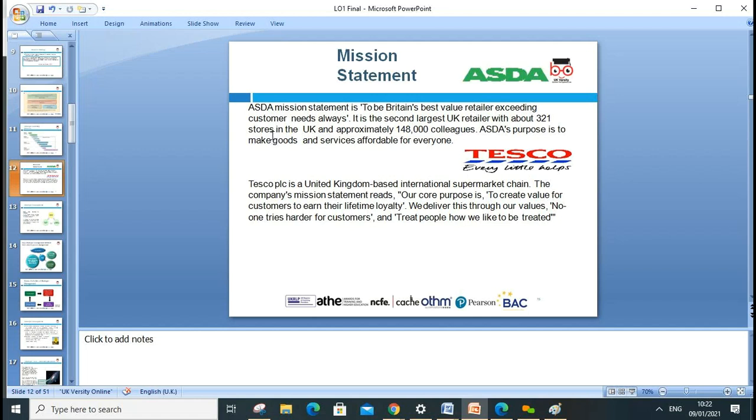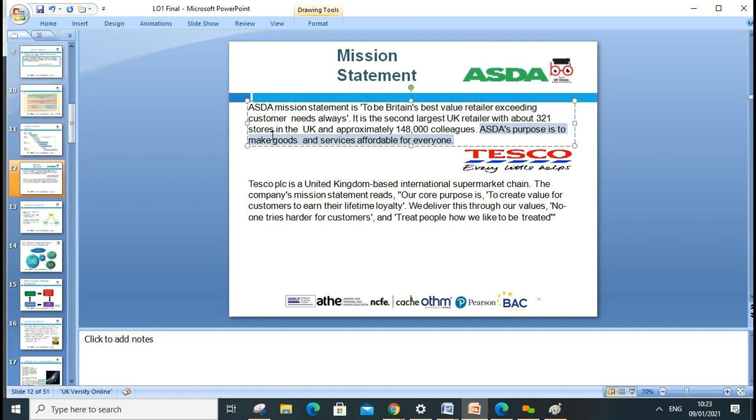Walmart is the biggest in the world. Its mission statement is to be Britain's best value retailer, exceeding customer needs always. Can we exceed what customers expect? We exceed more than their expectation. It is the second, yes, but it is becoming bigger now.